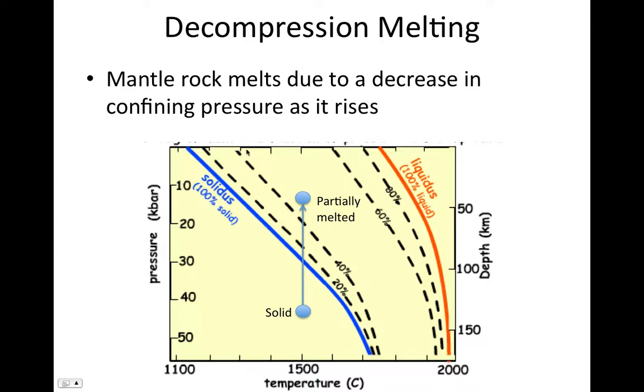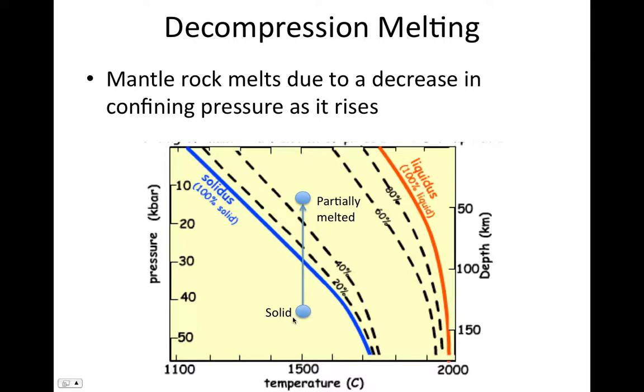Well, you can see on this graph, the y-axis over here on the left is pressure in kilobars, increasing downward. And the y-axis on the right is depth in kilometers. And so these pressures on the left y-axis correspond to these depths on the right y-axis. And on the x-axis at the bottom is temperature in degrees centigrade, increasing from left to right.